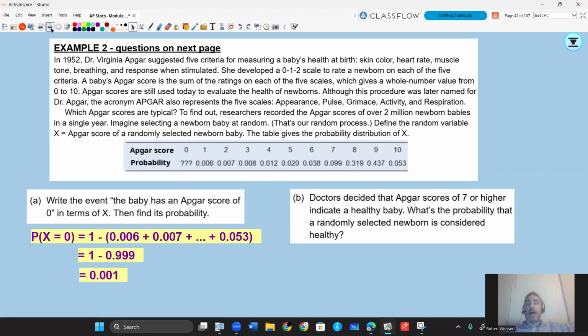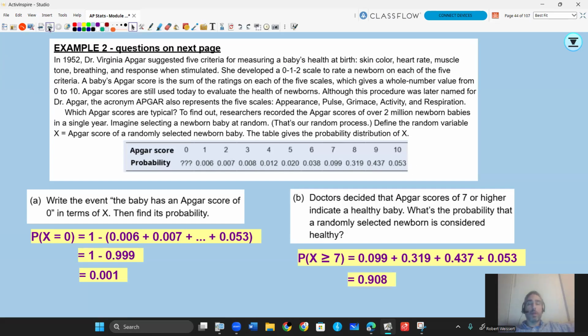Part B, doctors decided that APGAR scores of 7 or higher indicate a healthy baby. What's the probability that a randomly selected newborn is considered healthy? Well, 7 or higher would be the 4 numbers starting at 7. Adding those together, you're going to get 0.908. Now look at how I wrote it. I'm writing it in the correct notation. So when I'm writing an expected value, I do P, and then I use the letter that the expected value is named. So in this case, it's X, and just follow the directions. So this one says 7 or higher, so greater than or equal to 7. This one says equal to 0, so write equals 0.